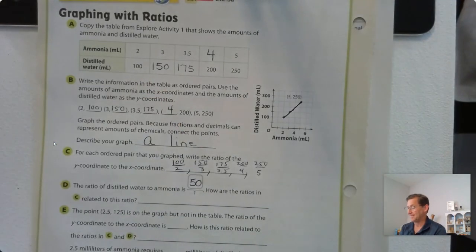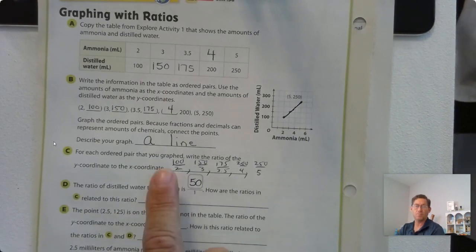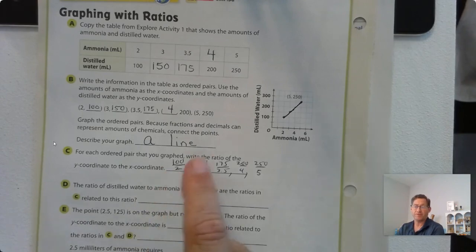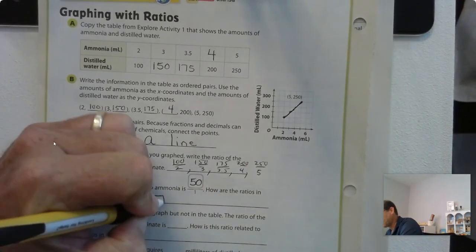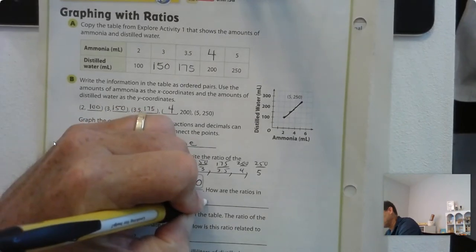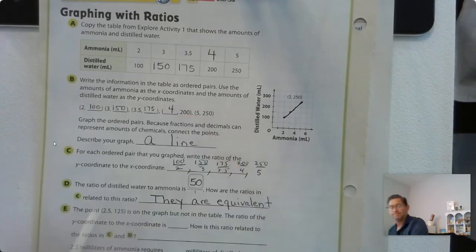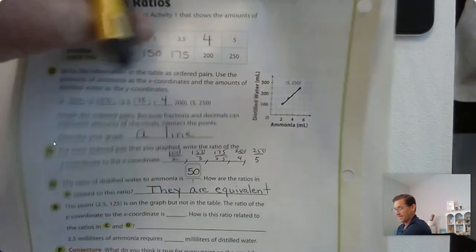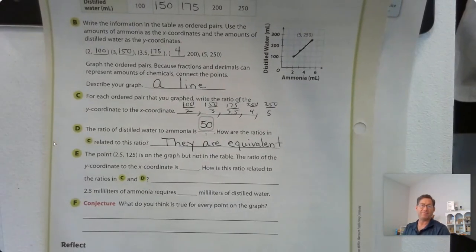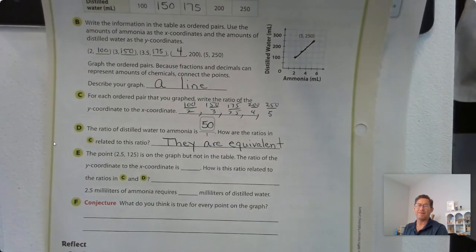And how are the ratios in C related to this ratio? Well, these are all multiples of 50 to 1. They're equivalent. So, and how about E? The point 2.5, 125, is on the graph, but not in the table. The ratio of the y coordinate to the x coordinate is what? And how is this ratio related to the ratios in C and D?